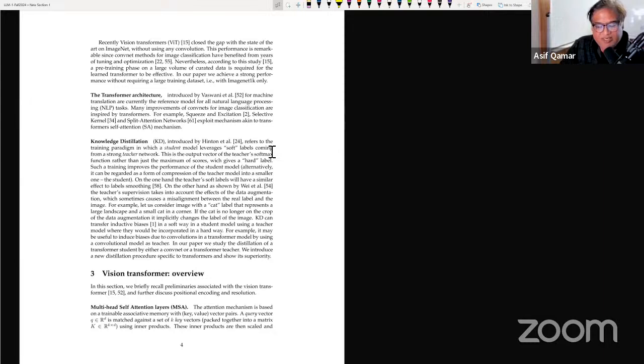On the one hand, the teacher's soft labels will have a similar effect to label smoothing. On the other hand, as shown by Wei et al. By the way, Wei, you'll see a lot of papers from Wei. He's a big deal.